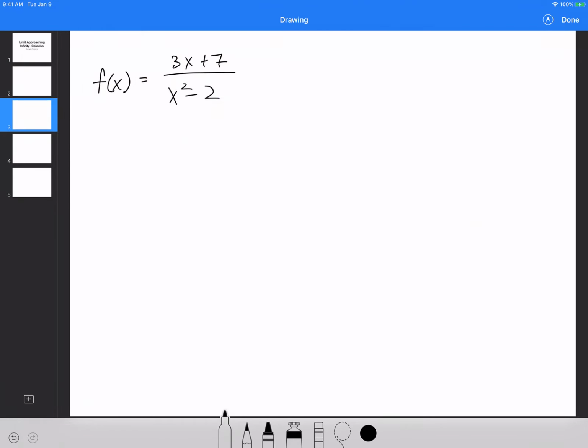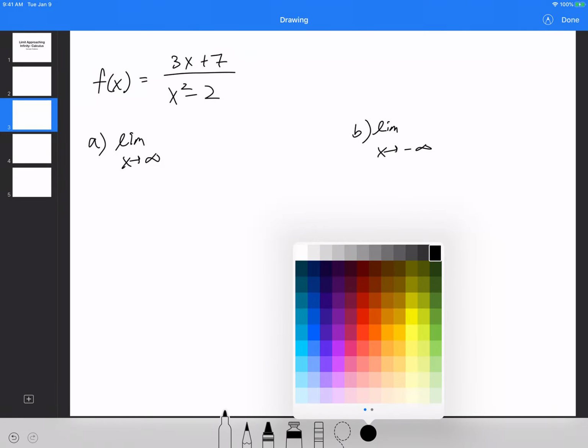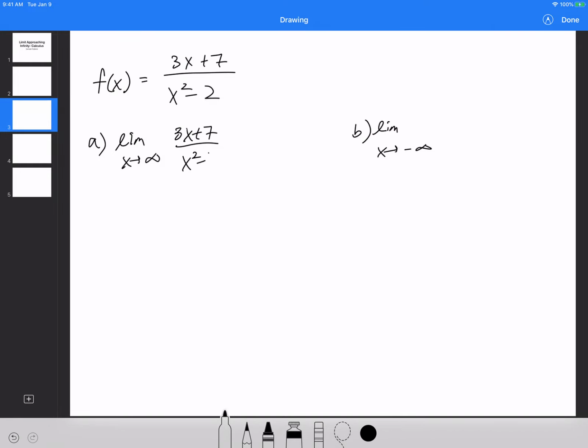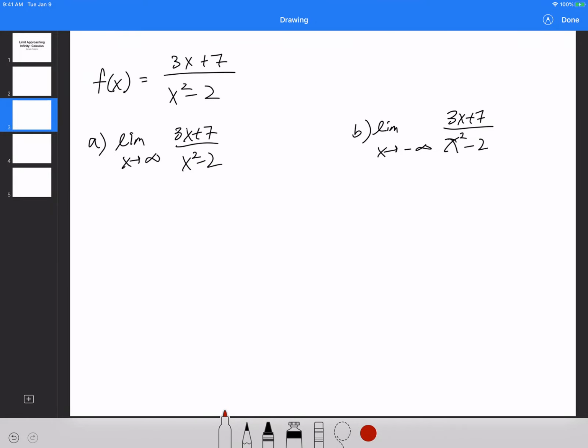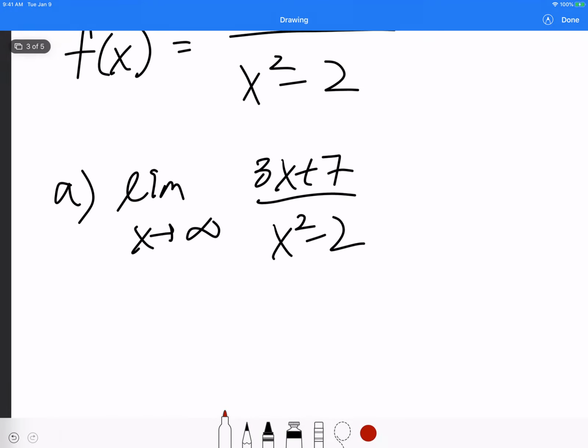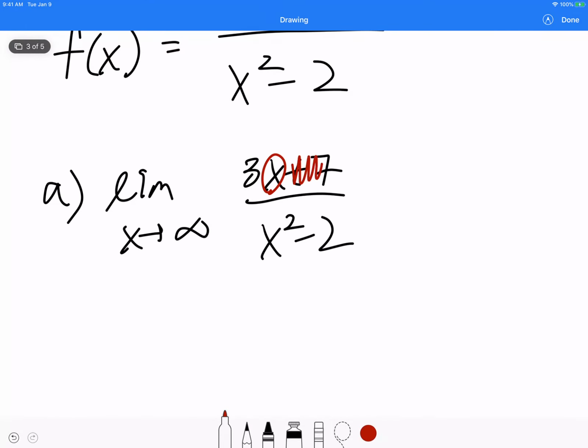Okay? Alright, so let's try the second question. Let's do part A and part B. Limit as x approaches positive infinity and limit as x approaches negative infinity. Now, as before, you're only going to consider the highest degree or the leading term for both the numerator and denominator. The plus 7, after you plug in the infinity here, does nothing to the infinity because it's so small. Get rid of it. Minus 2, forget it. Completely garbage. It's trash. So what I'm left with is 3x over x squared.